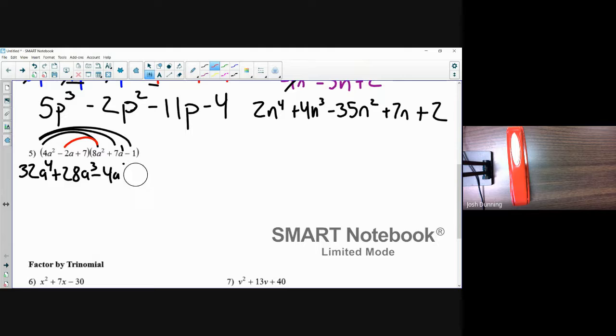So minus 16. I hate this board. Minus 16. A, don't forget there's a 1 there, so that'll be cube. Minus 14a squared. Double negative, be careful, plus 2a. Now we'll do the 7, 56. A squared, 49a, and minus 7.